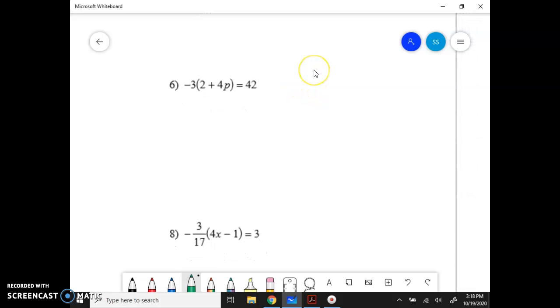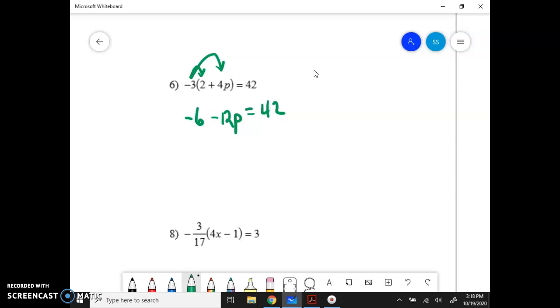All right. Number 6. We need to distribute here first. So we need to multiply both terms inside the parentheses by negative 3. So negative 3 times 2 is negative 6. And negative 3 times positive 4p. Just treat the numbers as usual. Negative 3 times 4 is negative 12. Bring down the p and update the problem.